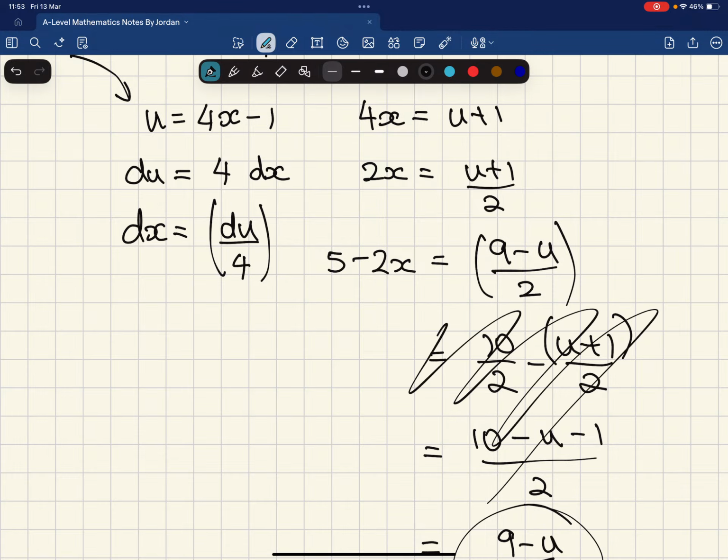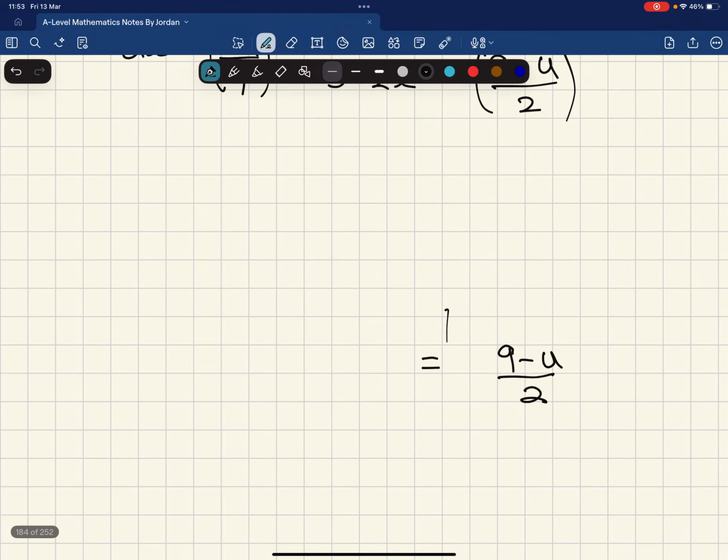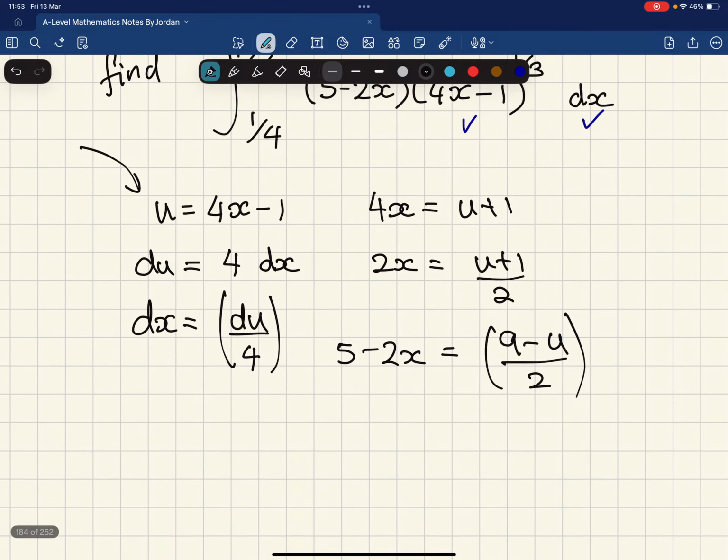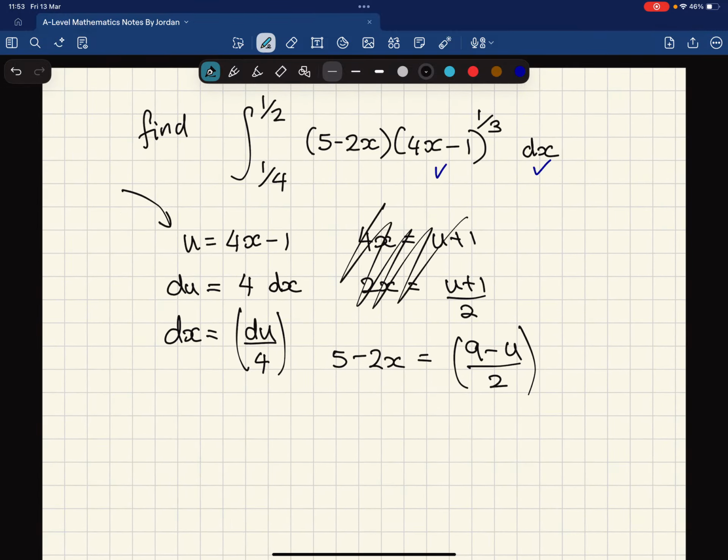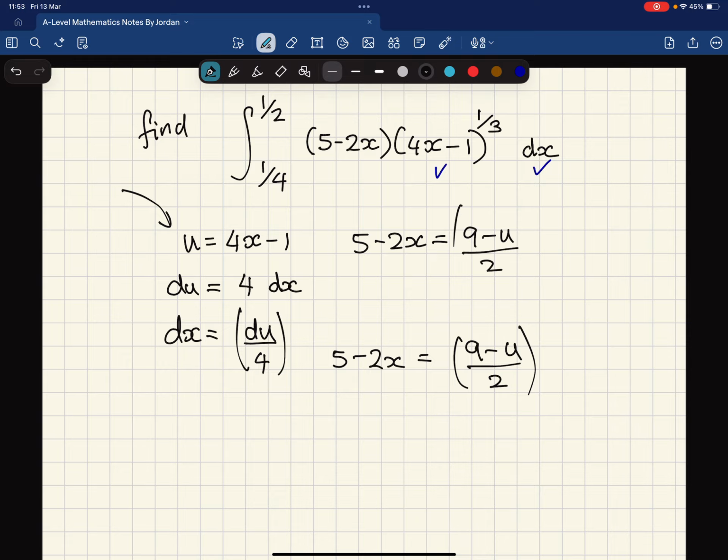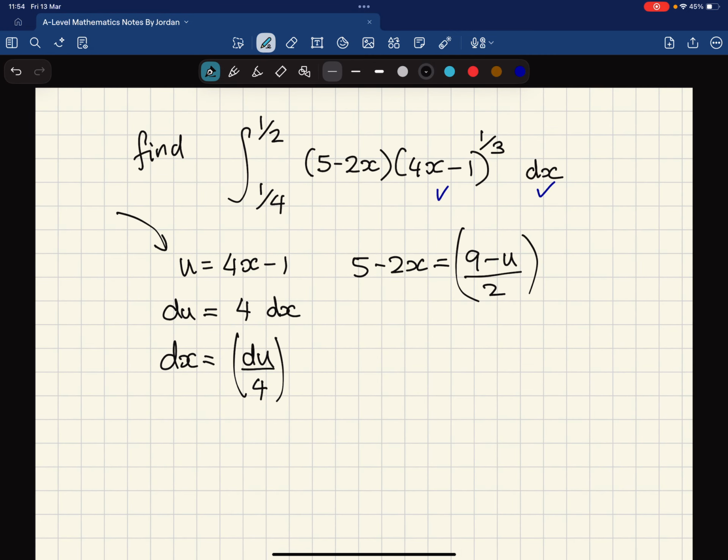And get rid of all of this. Okay. I don't need that either. Just saving space. Okay, great. So that means I've actually got that bit sorted. Last thing is to worry about the limits. Don't forget those.